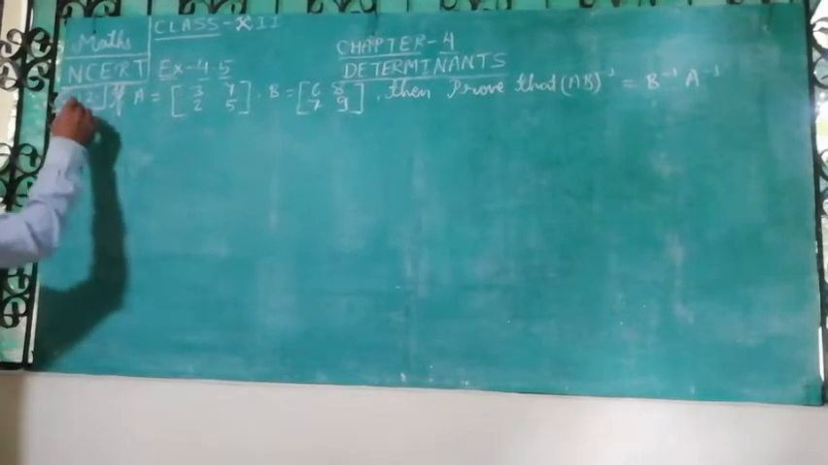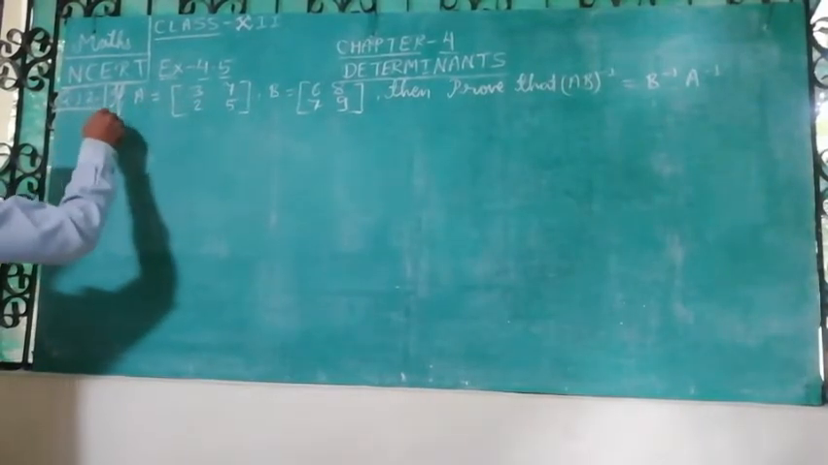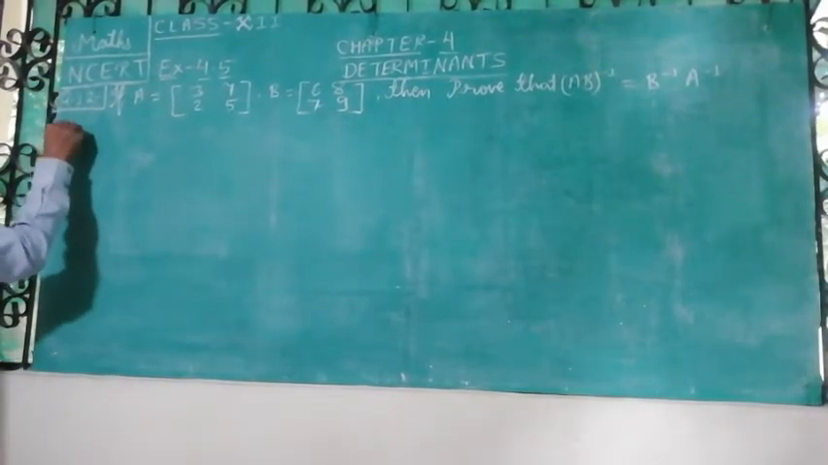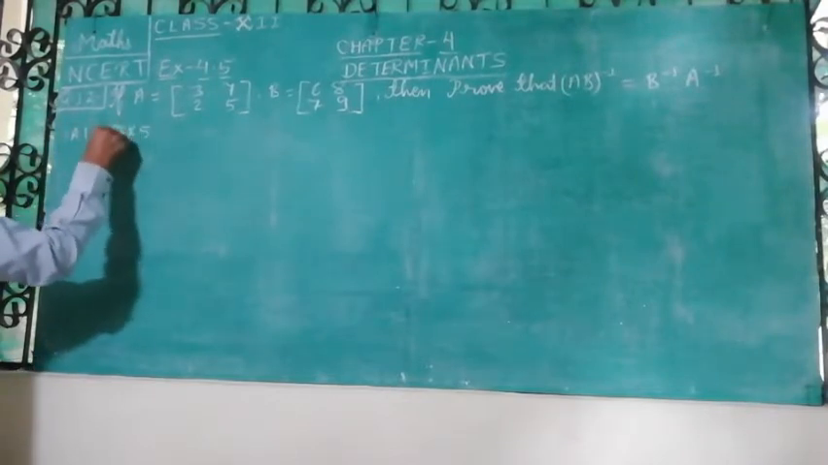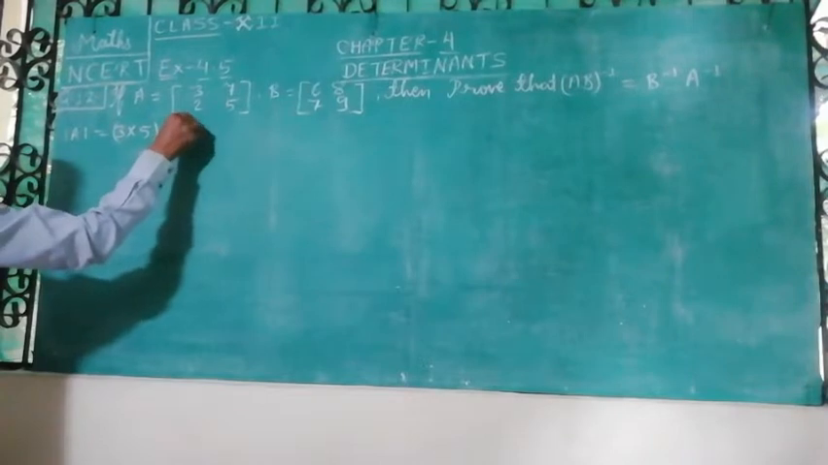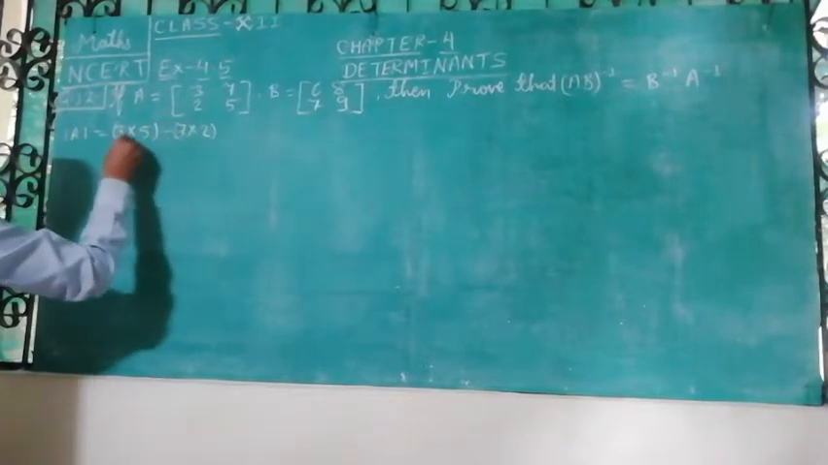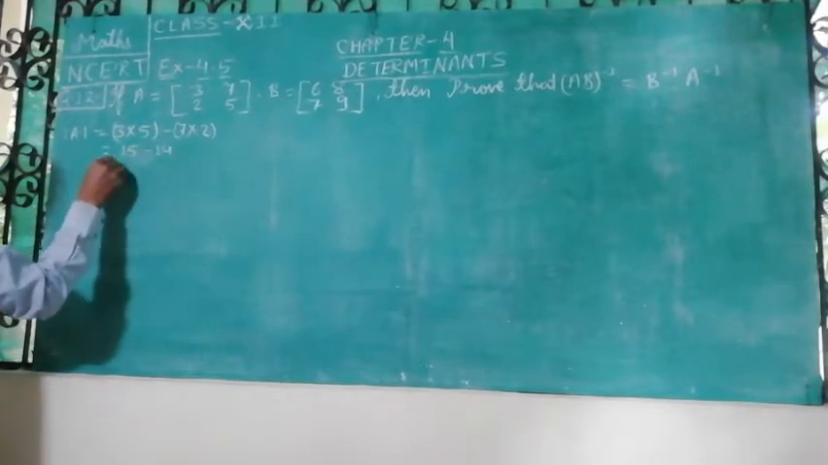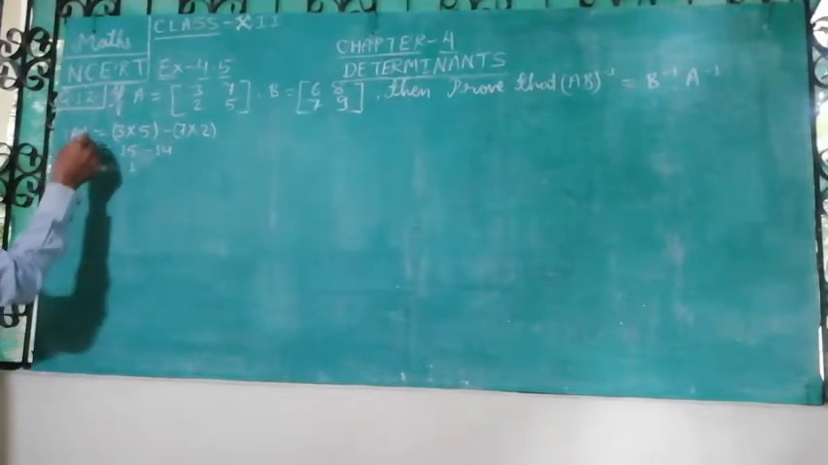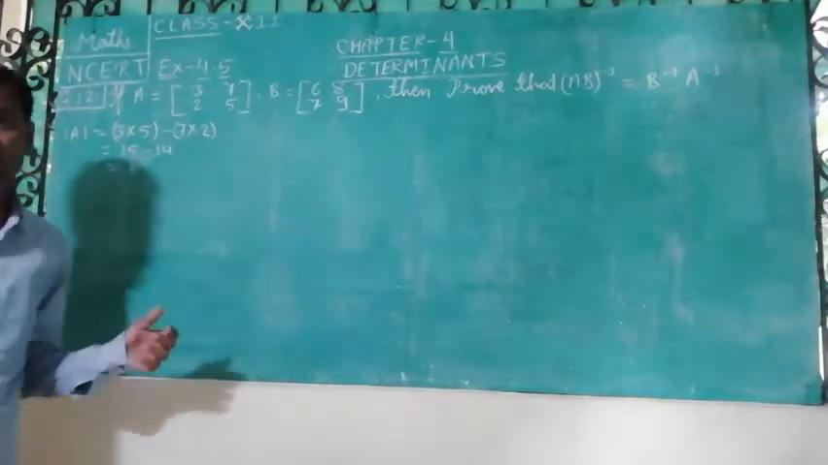So first of all, for finding A inverse, we have to find the determinant of A. So determinant of A is equal to what? 3 into 5 minus 7 into 2. So it will be equal to 15 minus 14. So now it will be 1. Now for A inverse, what we have to find? Adjoint of A first of all.